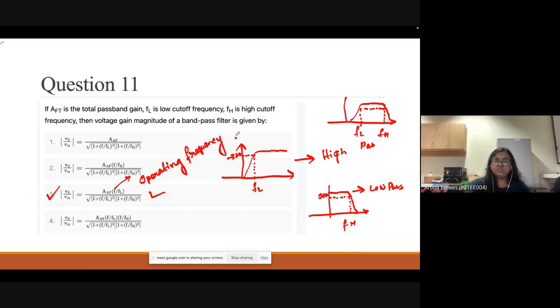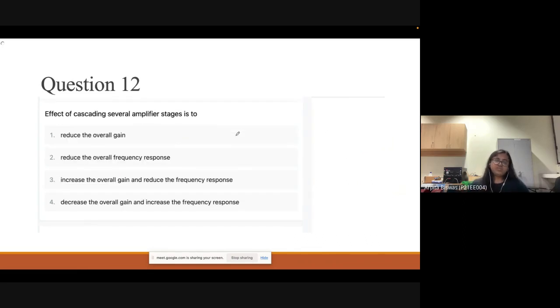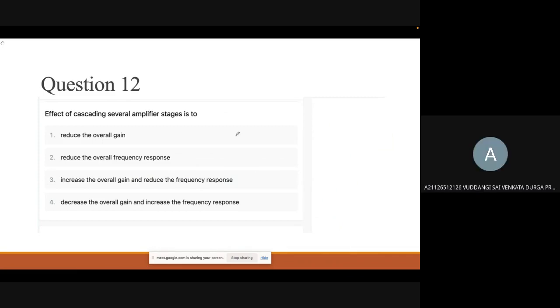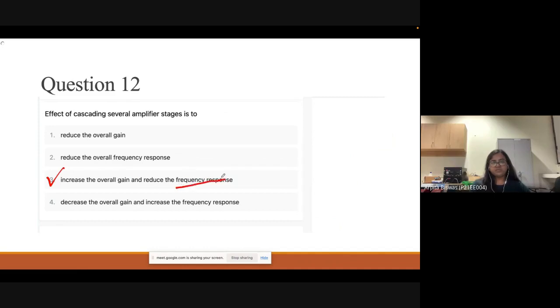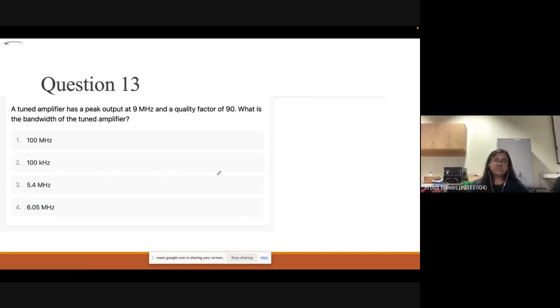Okay, so move towards the next question. This is also an MCQ question. The effect of cascading several amplifier stages is to: first option, reduce the overall gain; second option, reduce the overall frequency response; third option, increase the overall gain and reduce the frequency response; and fourth option, decrease the overall gain and increase the frequency response. Option 3, madam. Okay, cascade: so increase the overall gain and reduce the frequency response. Correct.